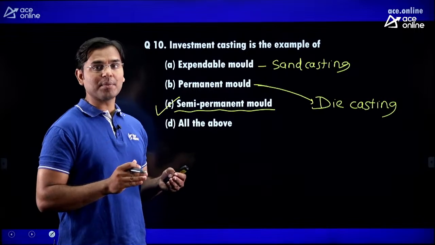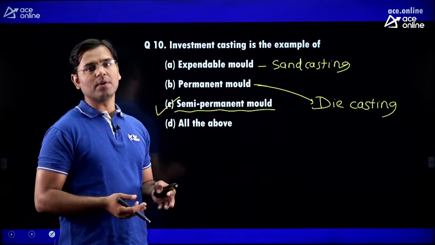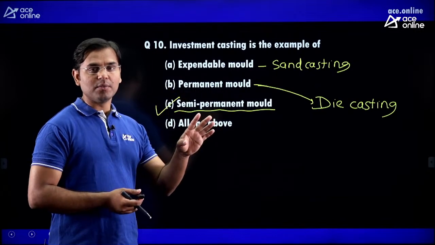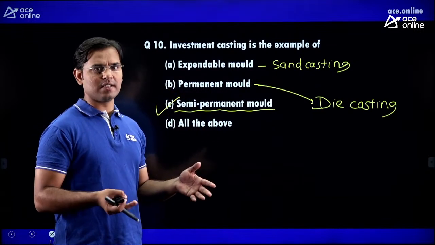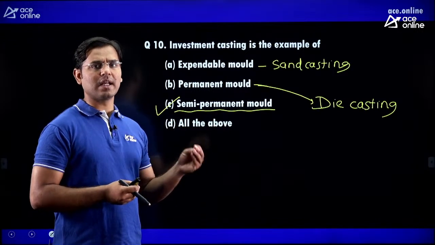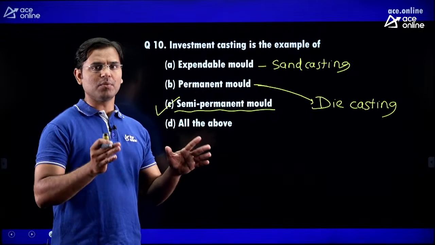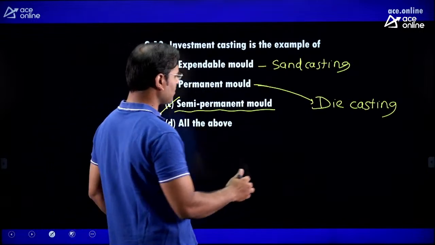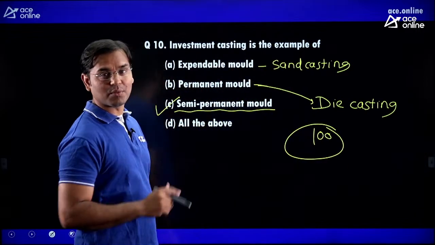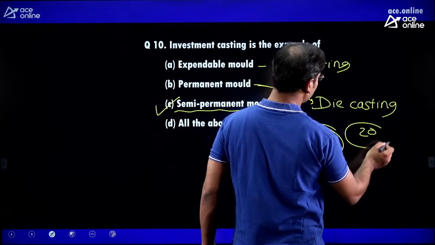Why are we calling it semi-permanent mold? We are not calling it permanent mold, nor expendable mold. We say semi-permanent because in investment casting we also break the mold to take out the casted component, but we can take 5, 10, 15, 20 components from one mold, and that number reaches up to 100 in the industry. 100 components can be obtained from a single mold. But in the reference books, we write up to 20.